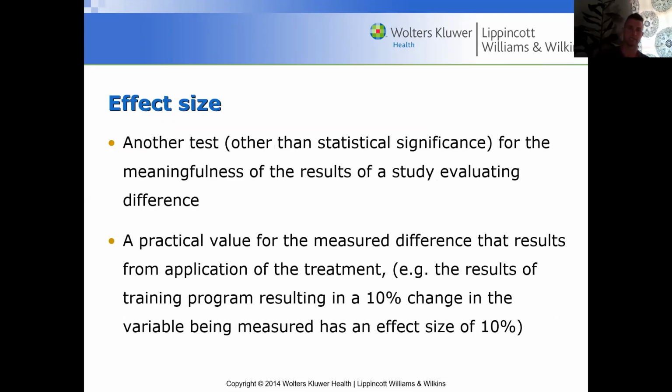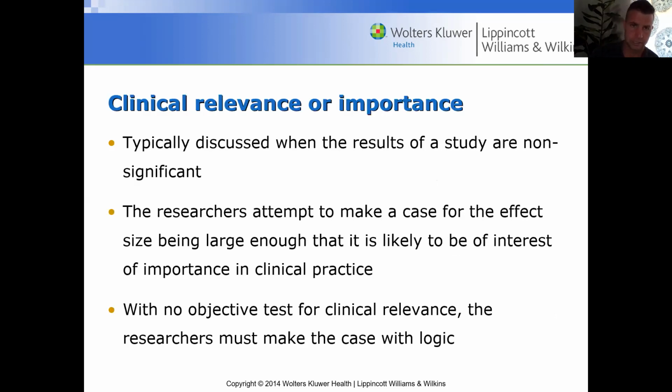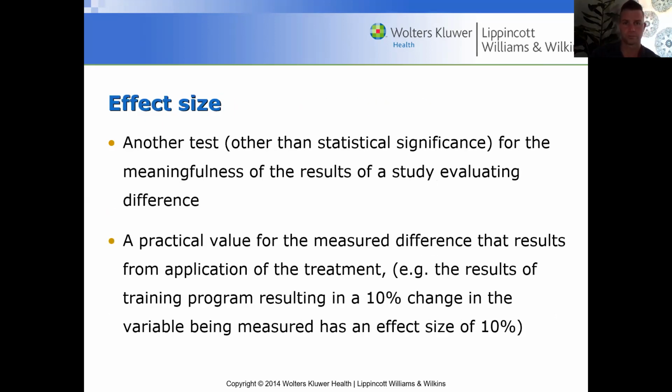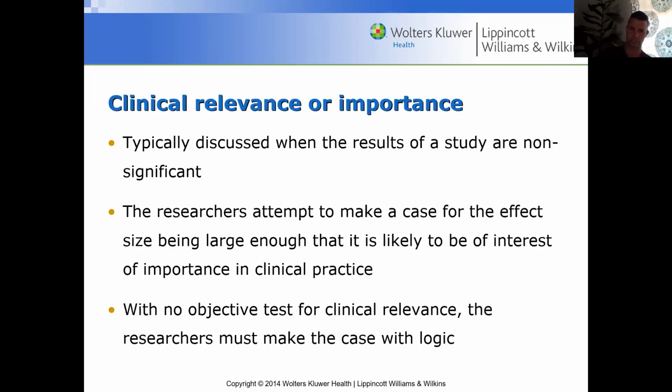So effect size, another test other than statistical significance for the meaningfulness of the results of the study evaluating the difference. A practical value for the measured difference that results from application of the treatment. The results of a training program resulted in a 10% change in the variable being measured, an effect size of 10%. So this is just showing how meaningful it was, right? So what was the effect of it, the effect size? So how much of a change was actually there, okay?